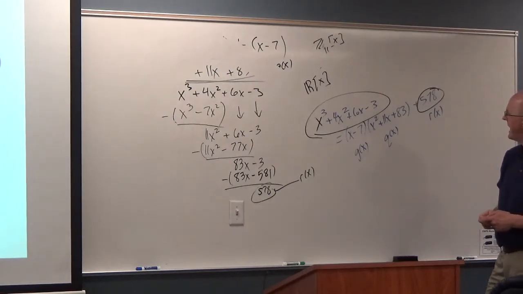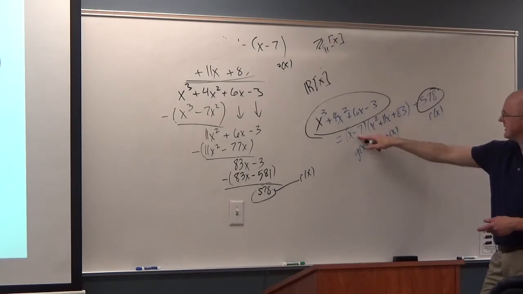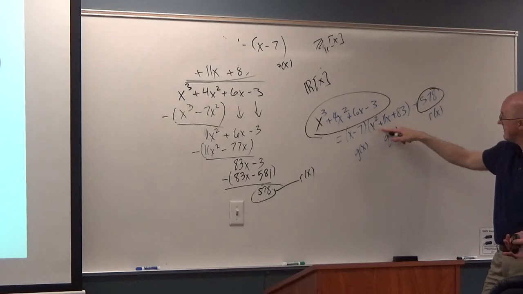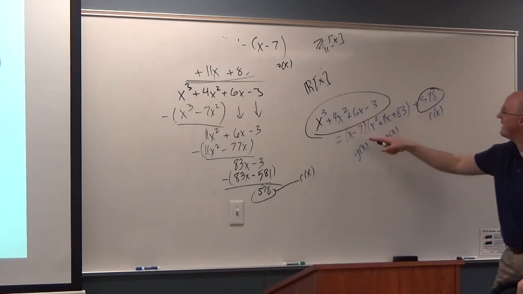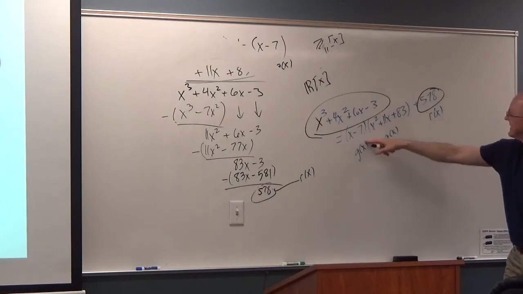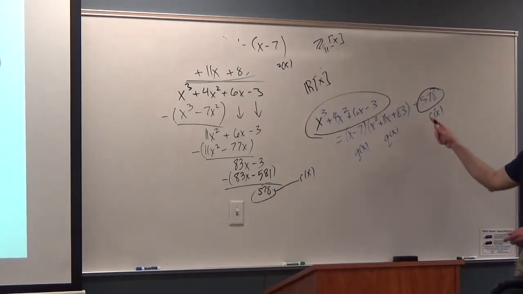Which shouldn't be surprising if you imagine plugging in 7 right here. If you plug in 7 right there, you get 7 minus 7 is 0. 0 times this is 0 plus 578. It's easier to plug in 7 into the right side than it is to the left side. But you're going to get the same answer either way, and you are going to get 578, the remainder that we got.